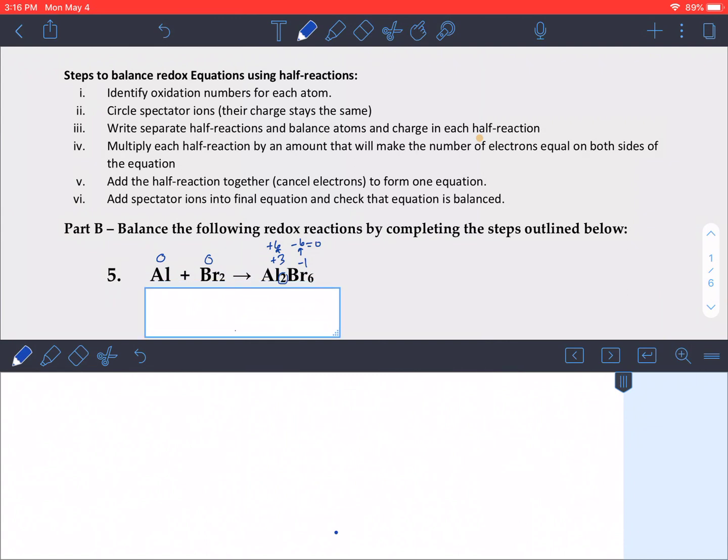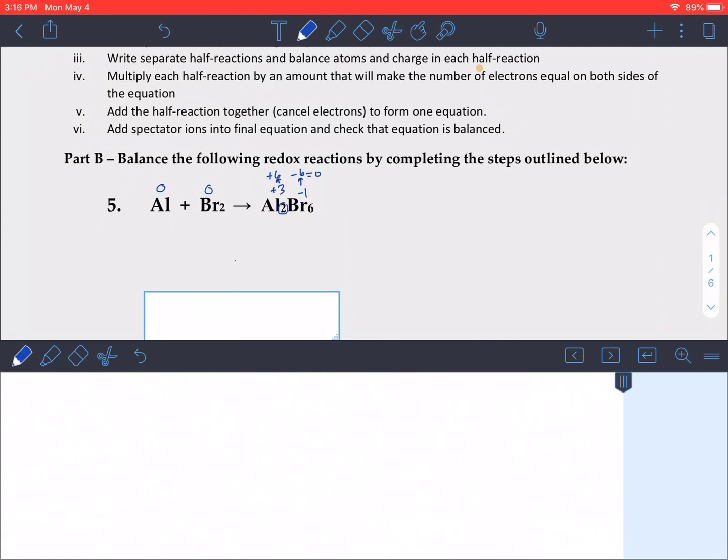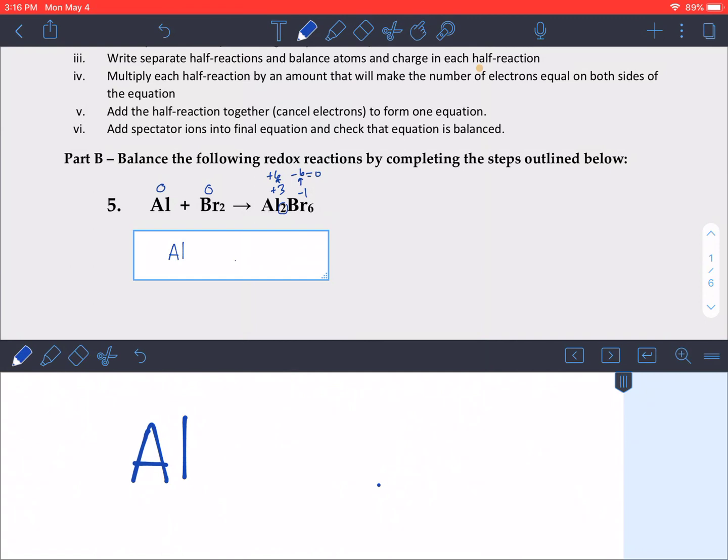So now we're going to write the half reactions. So we'll start with aluminum. Oh, and there are no spectator ions in this one. I will do one with spectator ions in a minute. So our half reactions. So we have aluminum, which is neutral, and if aluminum is going to become positive, that means it had to have lost some negative charge. So it's going to lose electrons. So aluminum yields Al 3+ plus 3 electrons.